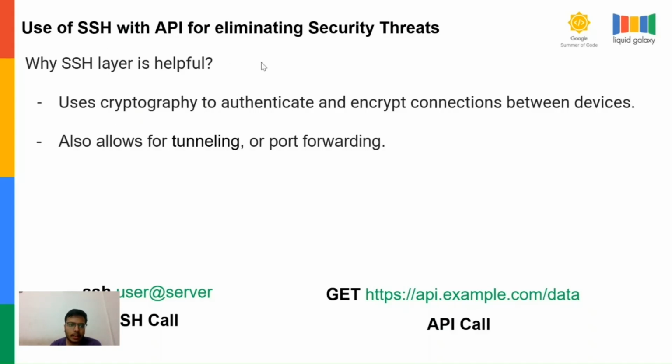We can see why the SSH layer is useful to us, because it uses cryptography to authenticate and encrypt connections between devices. It allows for tunneling or port forwarding. An SSH call differs from a typical API call. In an API call, everything happens via URLs, but in SSH there is a user at the server, so that the SSH call can get encrypted. There can be multiple users for the same server as well, but they have to establish their own independent tunnels for that purpose.